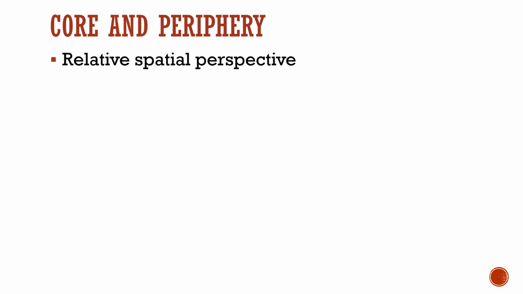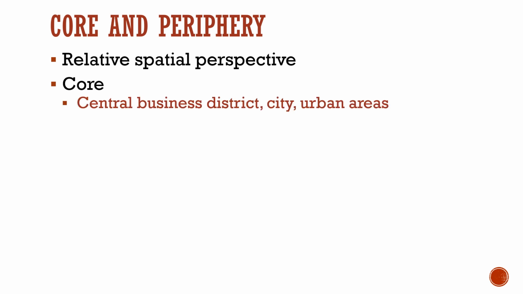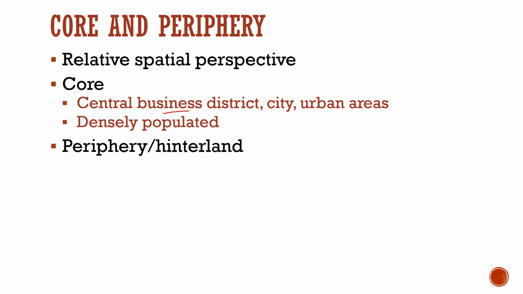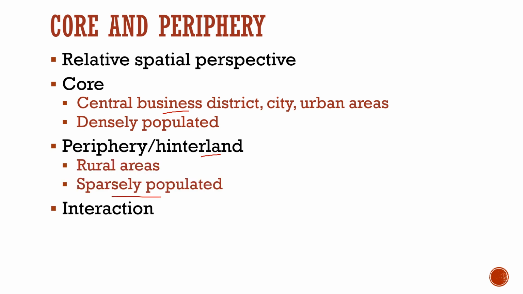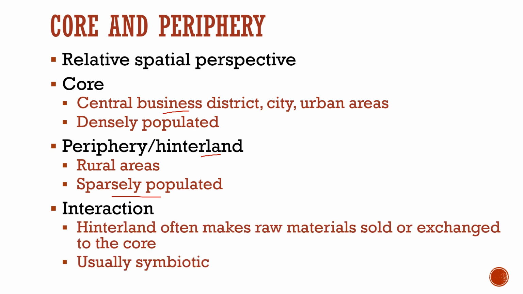So our locations as far as core and periphery. Again, some relative spatial perspectives. The core is typically the central business district. This is going to be our cities or urban areas. So they're densely populated, whereas the periphery, the suburbs or the rural areas, also called hinterlands. Again, those rural areas are more sparsely populated, but they typically interact with each other.